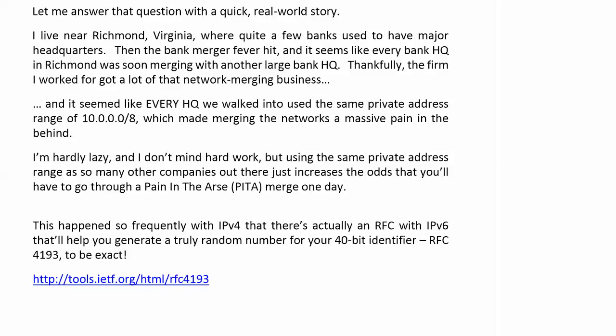It's RFC 4193. And again, don't just say, okay, I'm going to subnet this block and I'm going to use subnet 1, host 1, and we'll just count up from there, because there are other people doing that, guarantee you. And if you ever happen to merge with one of these companies, it just makes life a whole lot more difficult than it needs to be.